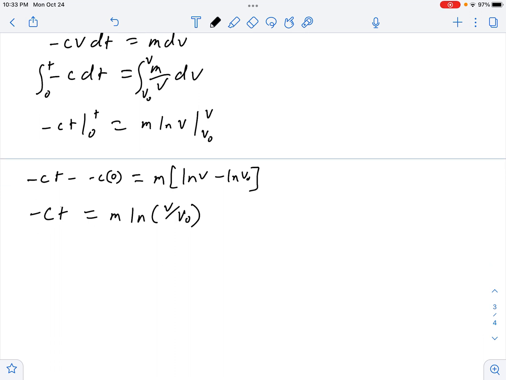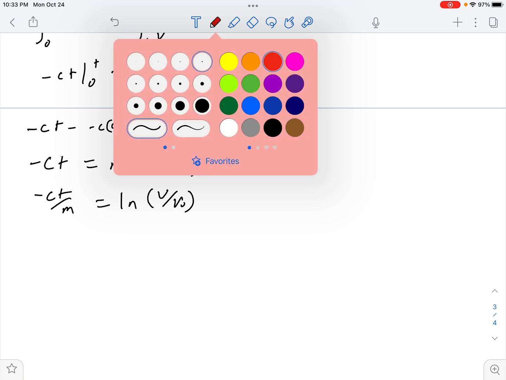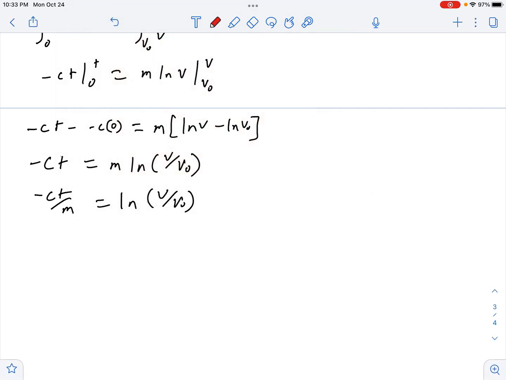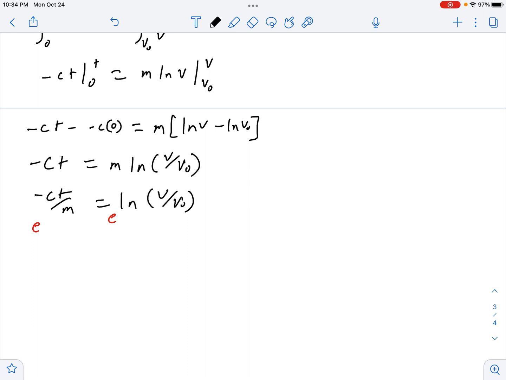Stay with me, we're still going here. So I'm going to move that m over to the left-hand side. So I get ct over m equals natural log of v over v naught. And we want to get that v out of there. You'll see why in just a second. So here's our trick. If I take ln of v over v naught and apply the e function, so e raised to the ln of v over v naught, what I do on one side I have to do on the other. Well, e to the ln of any function just gets you the function that's inside.